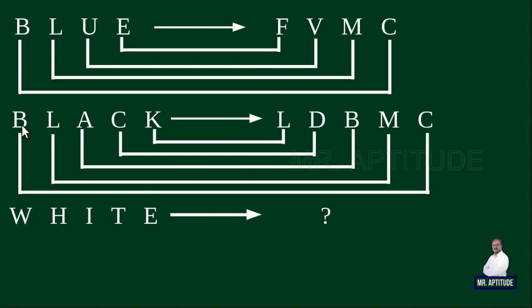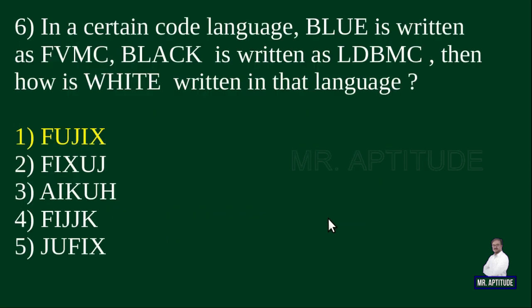In the same way, the first letter here is coded as the last letter here. The second letter here is coded as this letter. B plus 1 is C, L plus 1 is M, A plus 1 is B, C plus 1 is D, K plus 1 is L. In the same way, your answer will be W plus 1 is X, H plus 1 is I, plus 1 is J, T plus 1 is U, E plus 1 is F. So it's option number 1.